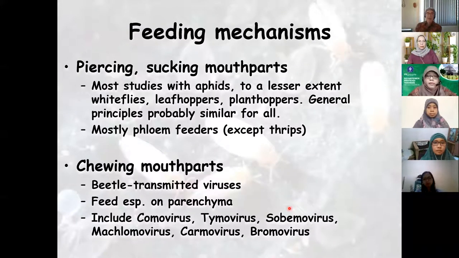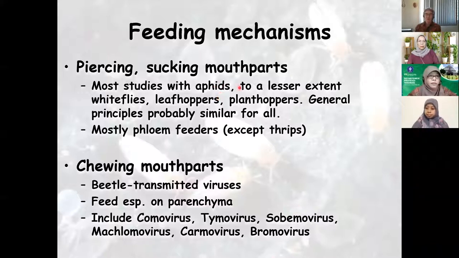Now, how do the insects feed? There are two main ways these insect vectors feed on plants. Most of them have piercing, sucking mouth parts. That's a stylet, like a straw that they feed with.